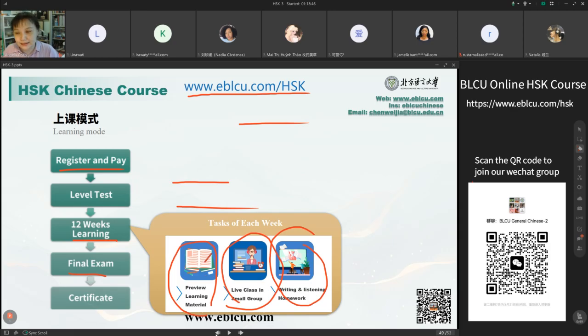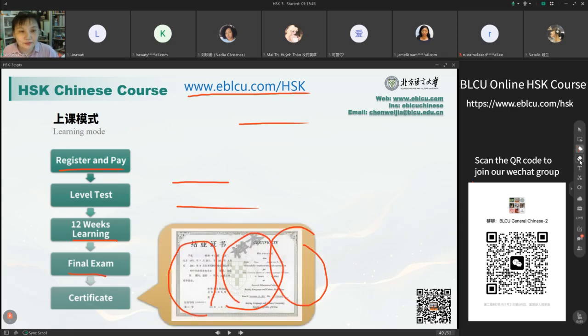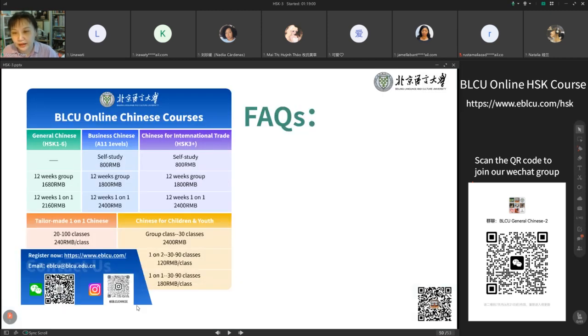If you pass the test, you can also apply for a certificate from our university to prove what course you had. So it's a certificate of completion of the course. Okay. So here go the options for our online Chinese courses. Except for the HSK course, we also have business Chinese, Chinese for international trade, and also Chinese for kids too. So if you have other needs for learning the Chinese language, you can also contact us too.